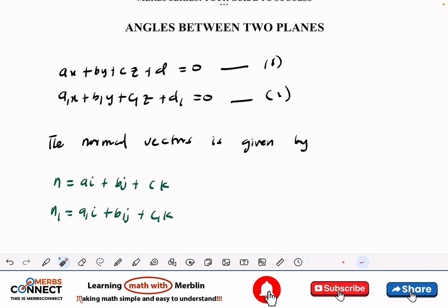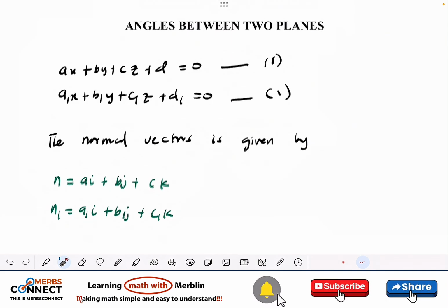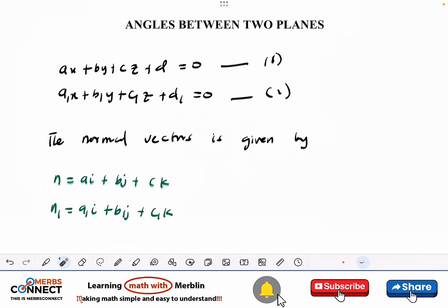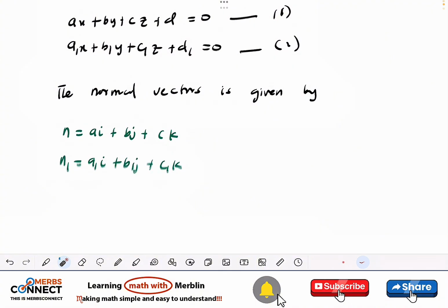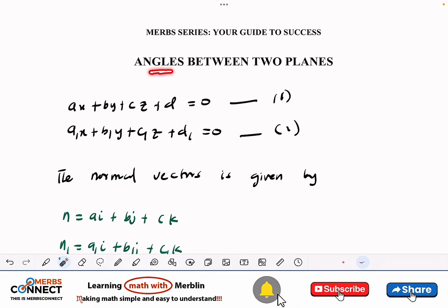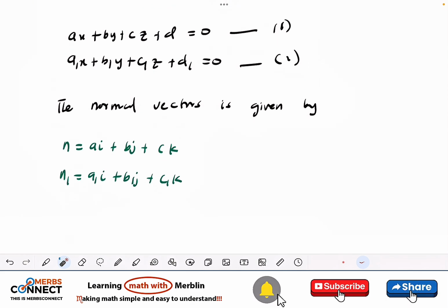So anytime a plane is given to you, then for you to do anything or for you to find the angle between them, the first thing that you need to do is you need to find the normal vector before you can think about finding the angle between that, right? So now we know how to find angle between vectors. So here we are trying to talk about angle between two planes, but for us to talk about the plane, we need to convert it to what? Vectors before we can do that.